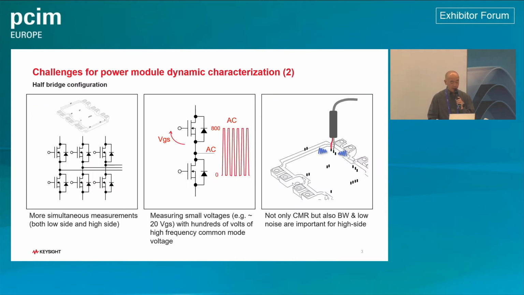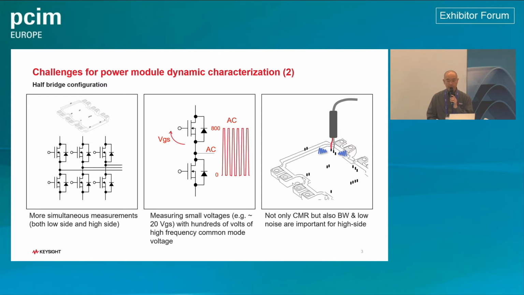The other thing which makes the power module characterization so not so easy is its configuration. Normally, power module comes with the configuration like 2-in-1, 4-in-1, 6-in-1, and so forth. And that contains the half-bridge configuration. So unlike the discrete device, you have to evaluate not only the low side FET, but also the high side device.